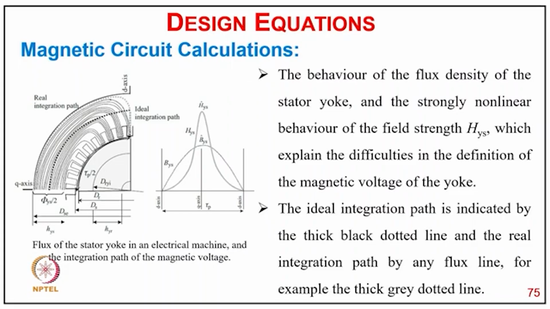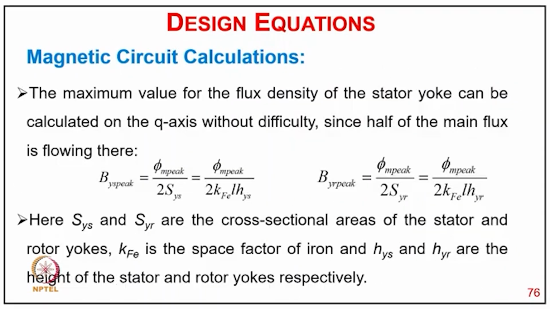The behavior of the flux density of the stator yoke and the strongly nonlinear behavior of the field strength H by S explain the difficulty in defining the magnetic voltage of the yoke. The ideal integration path is indicated by the thick black dotted line, and the real integration path for any flux line, for example the thick gray dotted line here. Now the maximum value for the flux density of the stator yoke can be calculated on the Q axis without difficulty, since half of the magnetic flux flows there.